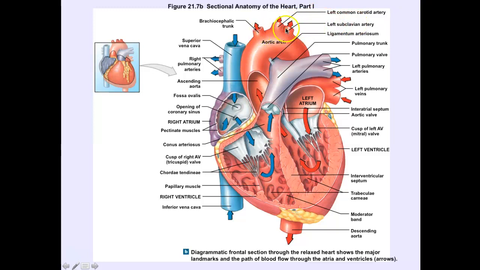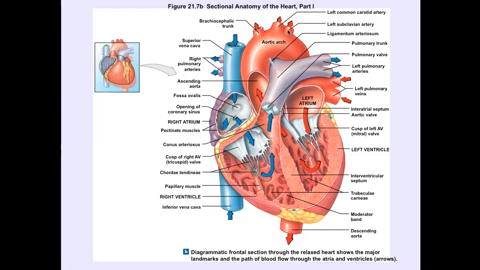Okay, so those are the three branches off the aortic arch that you need to know in a diagram like this. I will give you a heads up that in the blood vessels chapter 22, you have to learn many, many blood vessels. So I will talk about this again in that chapter. We'll talk about how these eventually serve the head and the arm.